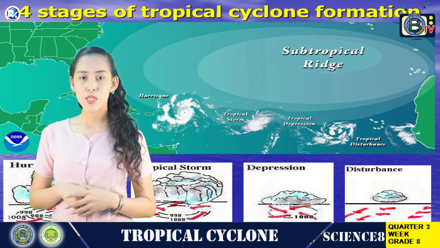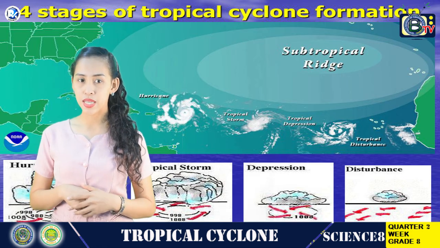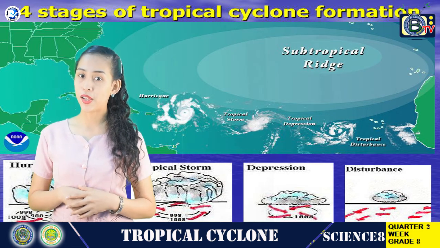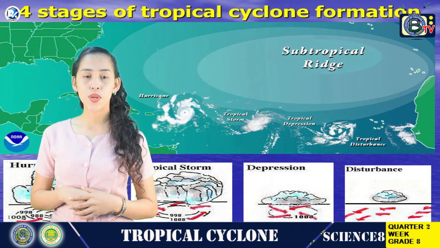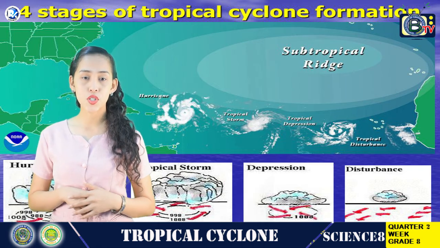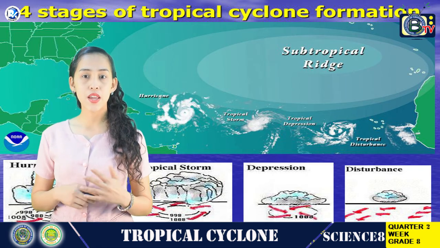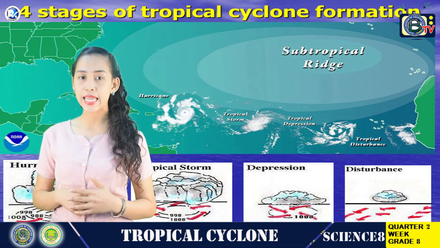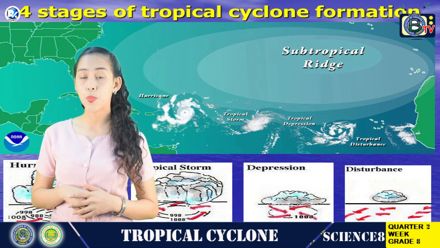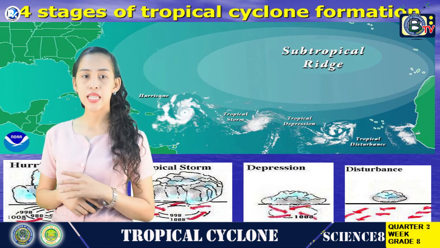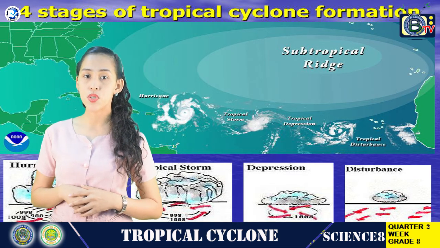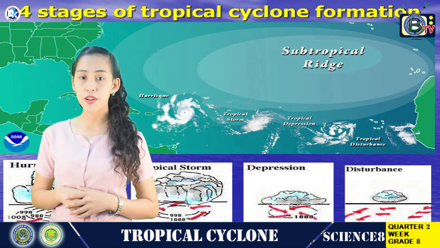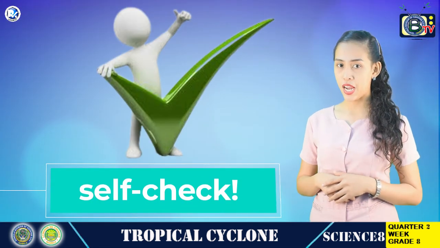It may develop a small circular area of calm winds at the center of the storm called the eye. The eye is where the lowest pressure of the storm is found. If the typhoon continues to strengthen, it can be upgraded to a super typhoon, which means it exceeds the maximum sustained winds of 115 mph. Now, let's have a self-check.